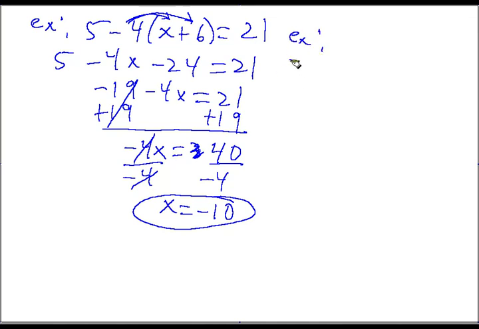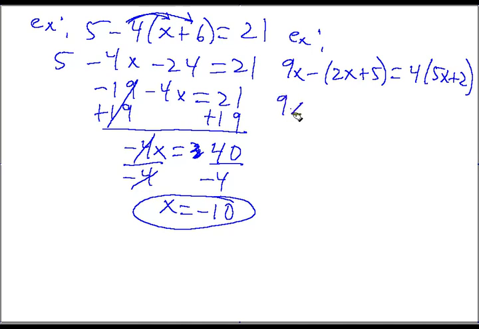Let's look at 9x minus the quantity 2x plus 5 equal to 4 times the quantity 5x plus 2. All right, let's try that one. Again, this time I have to simplify each side separately. So let's simplify the left side first.